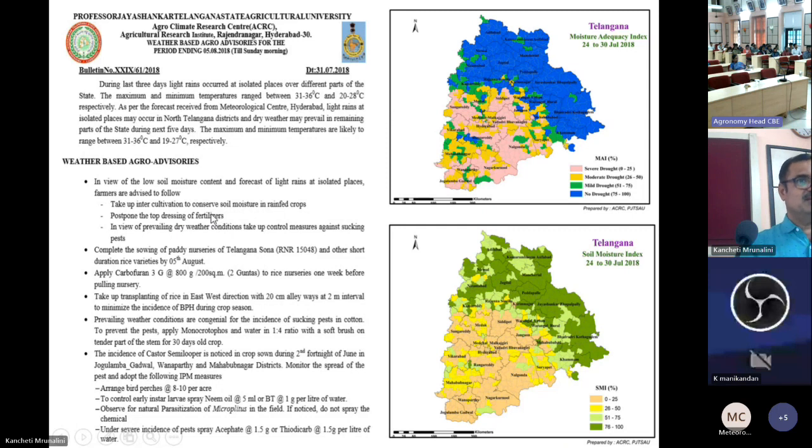That is very important because under limited moisture conditions, if you apply nitrogen as a top dressing, the depletion is very rapid, and instead of the plant surviving another 1 week or 10 days, the moisture will be depleted within 4 or 5 days and the crop will die. That's why we have to postpone the top dressing. Understood? We should not apply. And in view of the prevailing dry weather conditions, take up control measures against sucking pests. Like that, we regularly give advisories to the farmers.